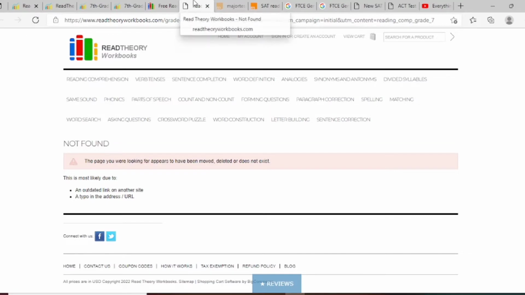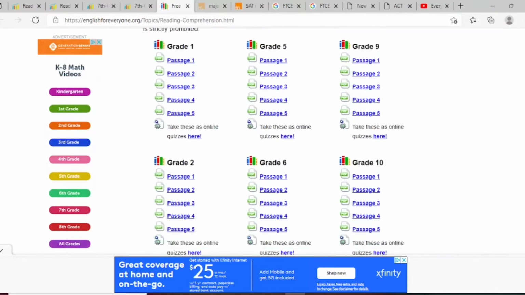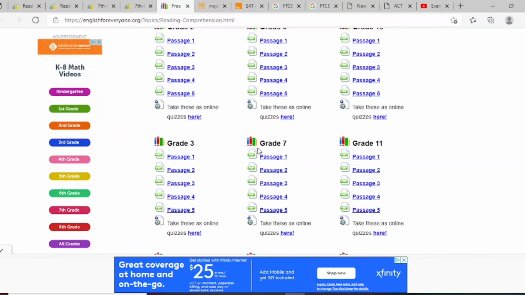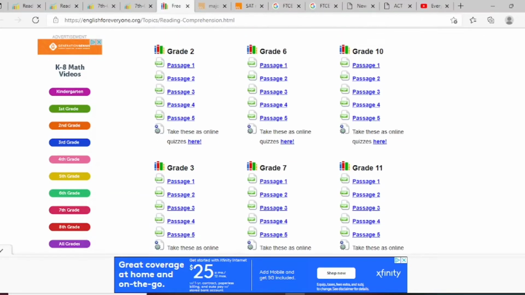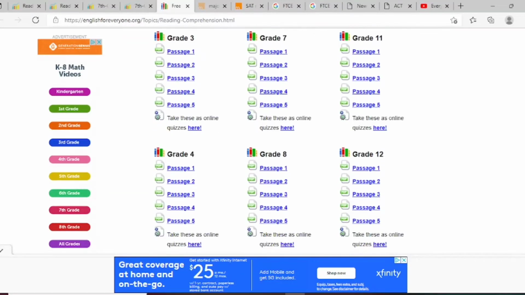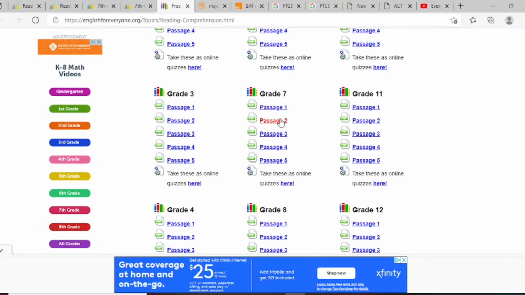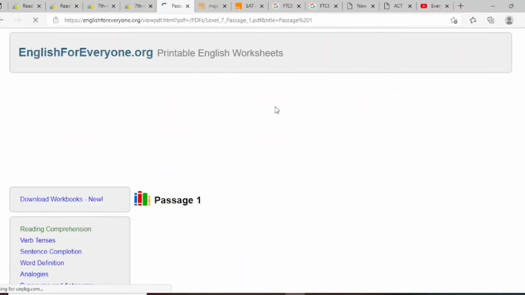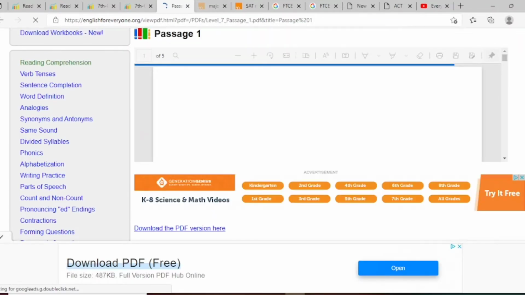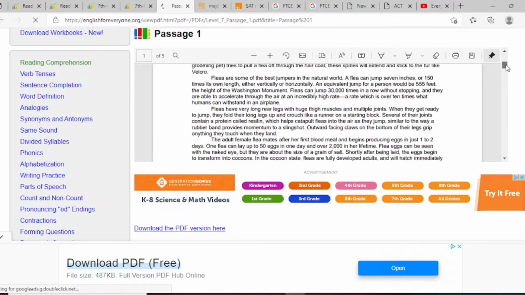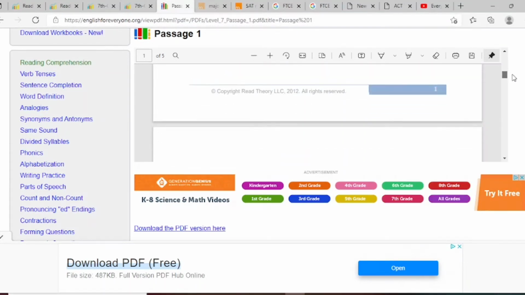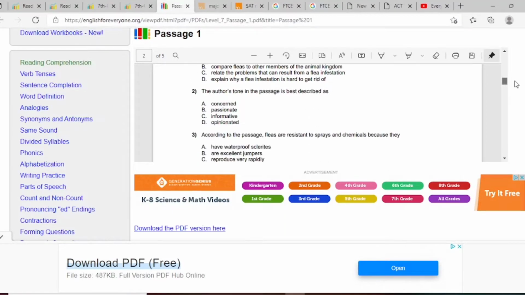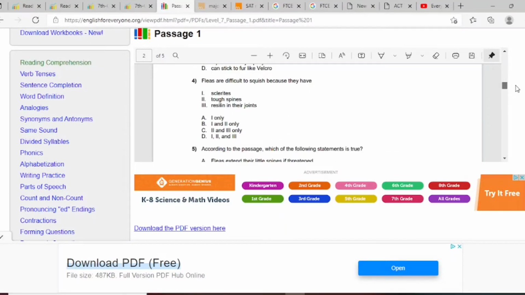Do not click here, just go straight down to grade 7. You have different grades. You have grade 7, grade 8, grade 9, grade 10, 11. I would not advise doing grade 1, 2, 3, 4, 5, 6. As I said, you have to start with grade 7. So let's look at it. Grade 7, this is what it will look like when you click on the reading passages. It's going to load here, and it's set up similarly to Read Theory.